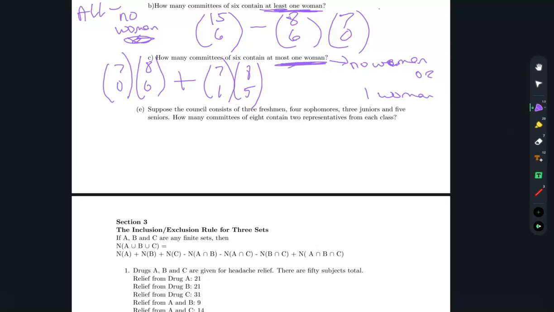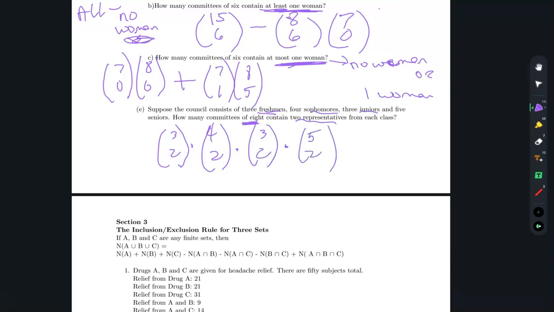Here we have freshmen, sophomores, juniors, seniors. I have to have a committee of 8, and it has to have 2 of each of the class members. So out of the 3 freshmen, I have to have 2. And out of the 4 sophomores, I have to have 2. And out of the 3 juniors, 2. And out of the 5 seniors, 2. And that's it.